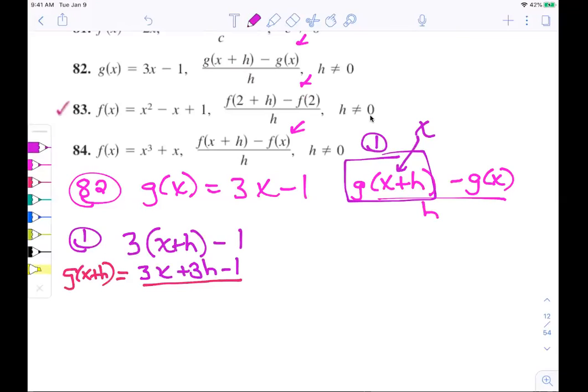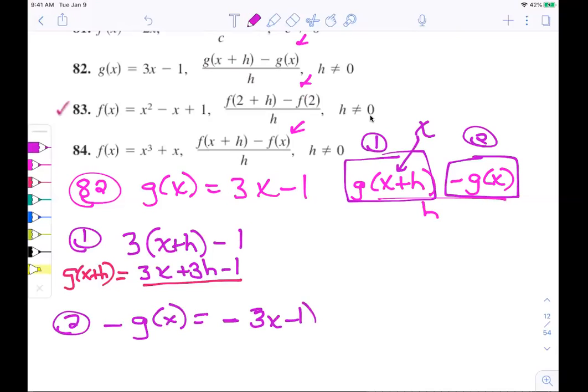The second part is saying take negative g of x. So this is part 2. So I'm going to do negative g of x. Well, that means, again, I'm using the g of x equation and I'm making it negative. So my g of x equation is 3x minus 1. I need to make that whole thing negative. So now it's negative 3x plus 1. So this here represents negative g of x.